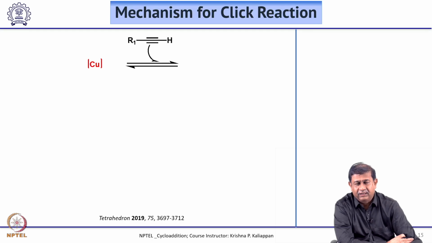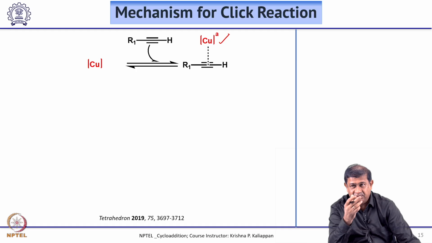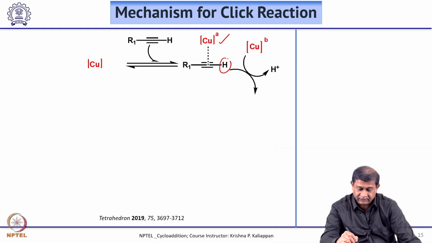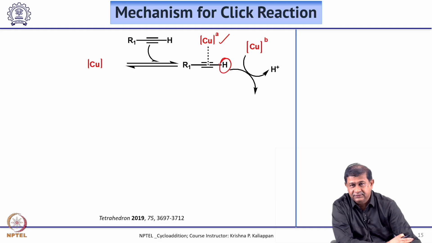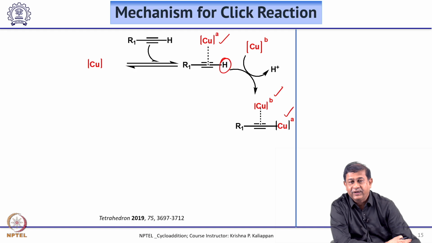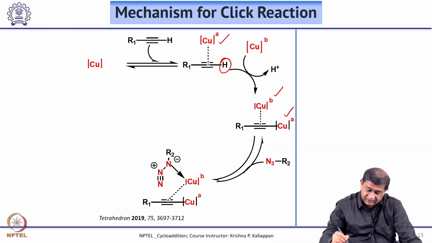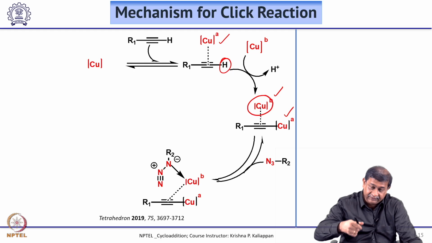Here, according to this mechanism, first copper coordinates with the triple bond. Okay, the copper coordinates with the triple bond. That is the first copper which coordinates with the triple bond. Then the second copper actually removes this acetylenic hydrogen, and you can see there are 2 coppers here. Okay. So, now it reacts with azide. Okay. When it reacts with azide, what happens? The N minus reacts with this copper, which is coordinating with the triple bond.